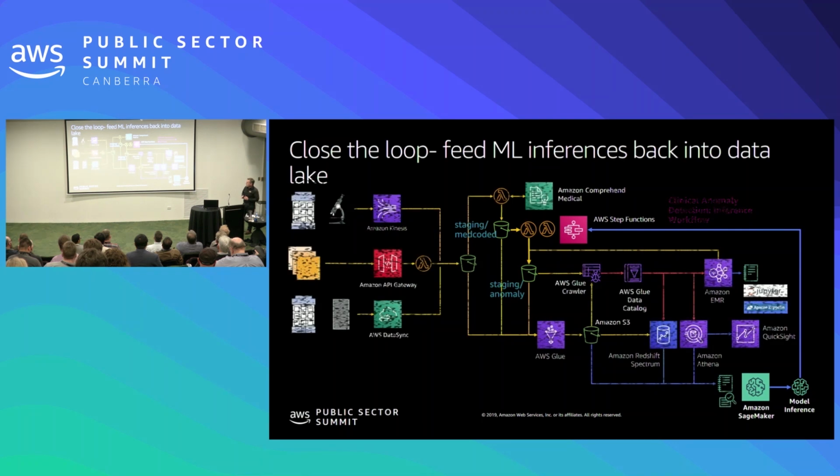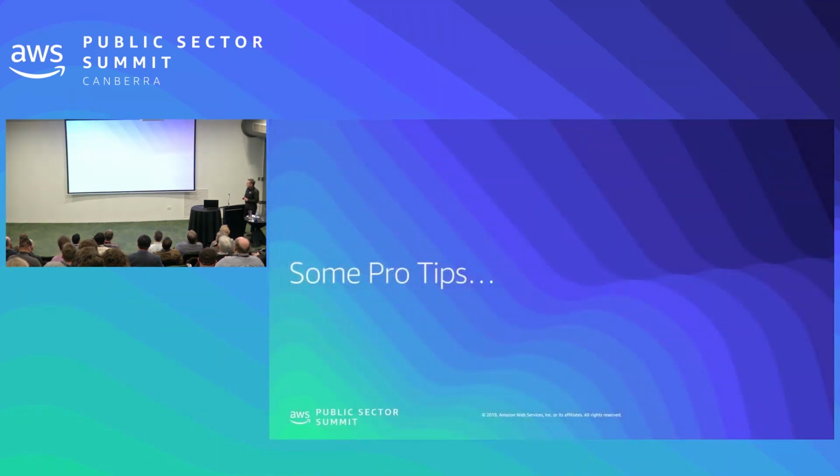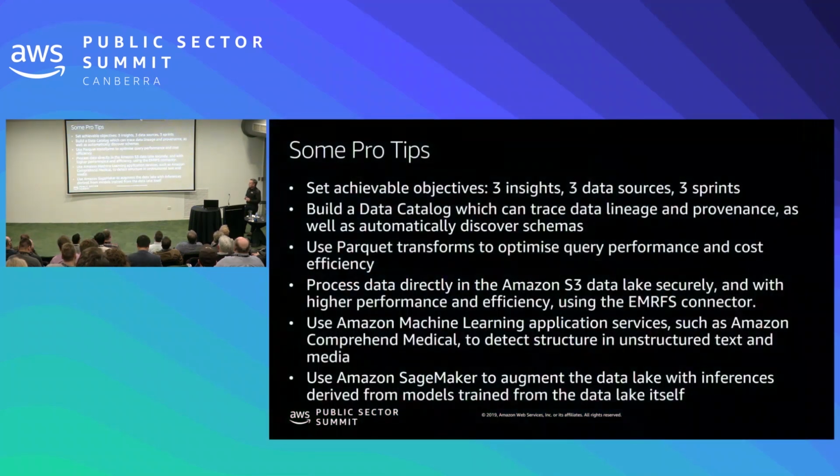So we're sort of closing the loop now, and you can see this is basically where we started. What can we learn from this? So some pro tips, I think, from this exercise. First of all, set some achievable objectives for your data lake. A small number of business insights, a small number of data sources, 3 sprints, that sort of thing. Really good place to start. Build a data catalogue that you can use to trace object lineage or data lineage and query it, and also to discover schemas automatically so people aren't running around making sure the data is what they think it is.